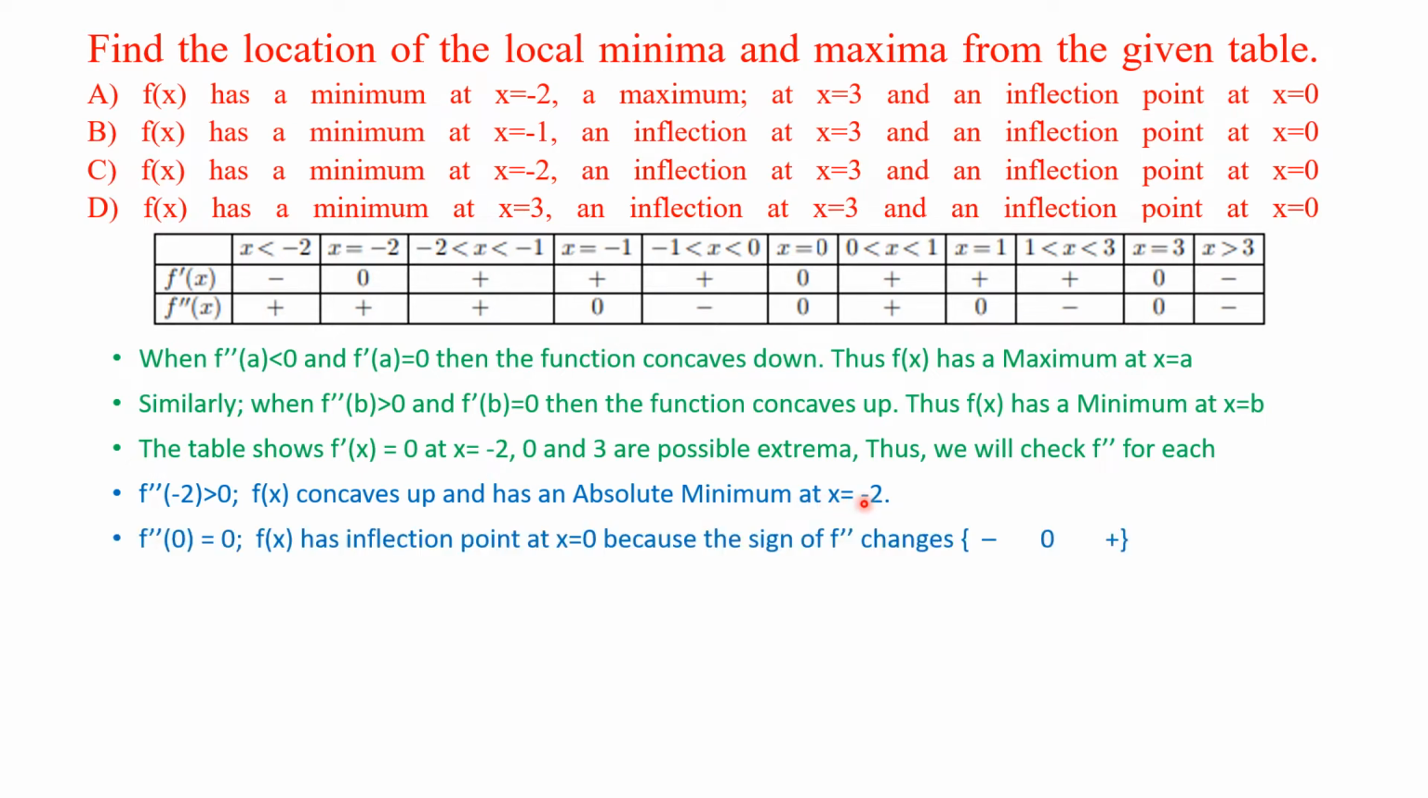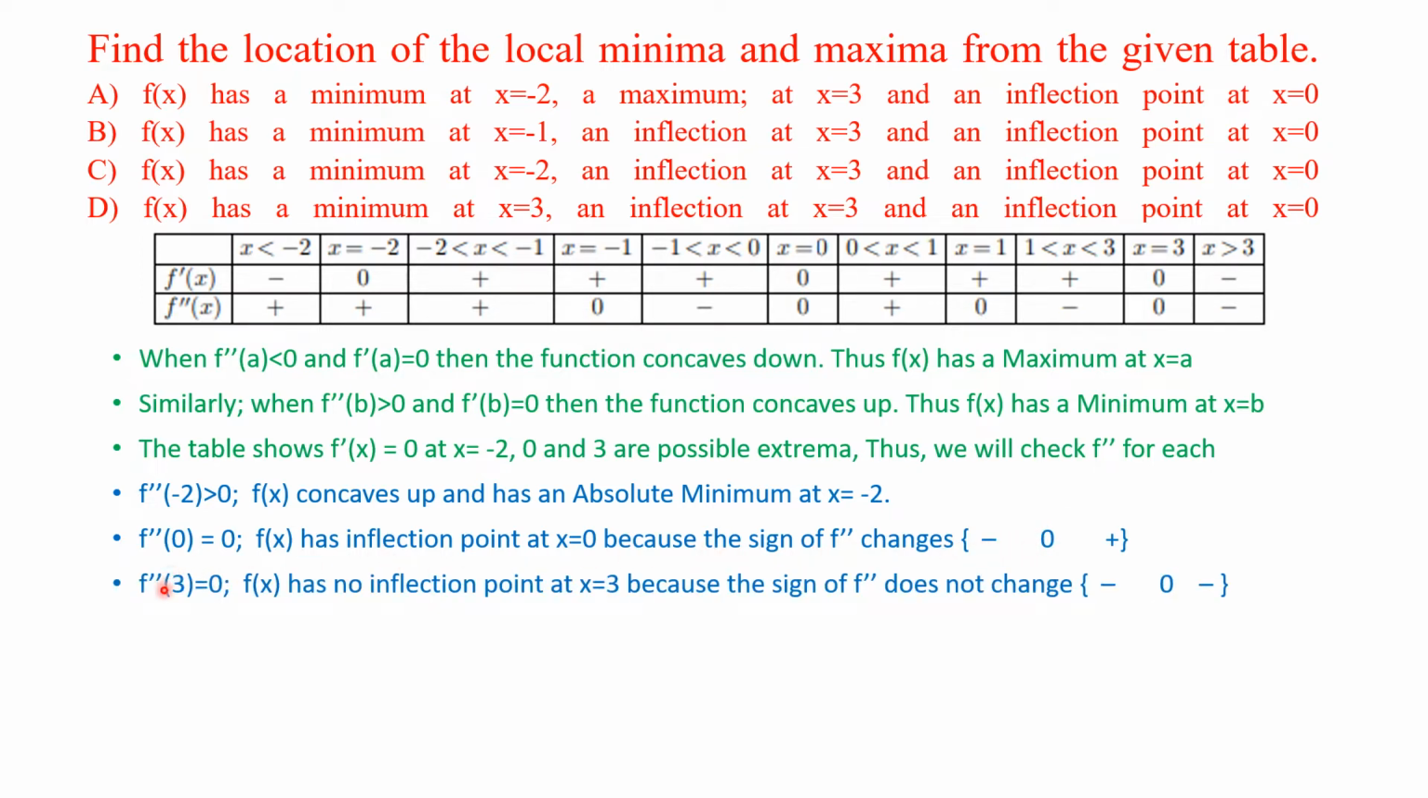f double prime of 0 equals 0, and f of x has an inflection point at x equal to 0 because the sign of f double prime changes. It's negative before 0 and then it's positive after 0. So this is a point of inflection.